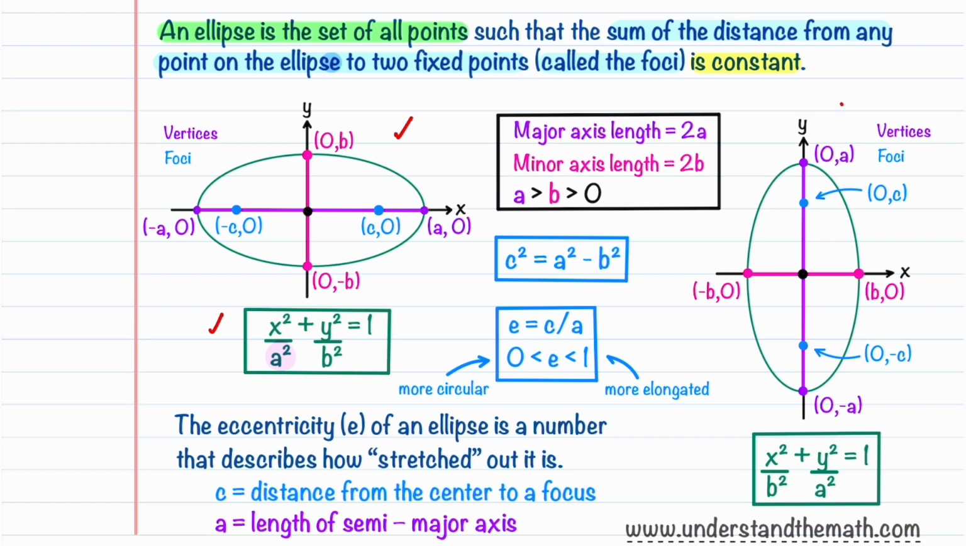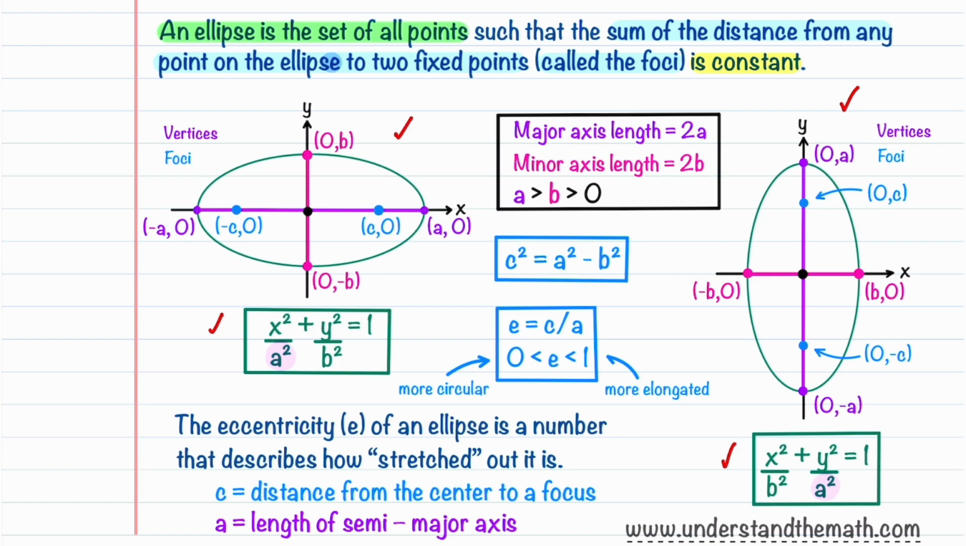With our picture on the right, the ellipse is oriented vertically, and it can be described by this equation right here, x squared divided by b squared plus y squared divided by a squared is equal to 1. Notice that a squared, which is the bigger constant, is under the y squared. If the bigger constant is under the x squared, the ellipse is oriented horizontally, but if the bigger constant is under the y squared, the ellipse is oriented vertically.